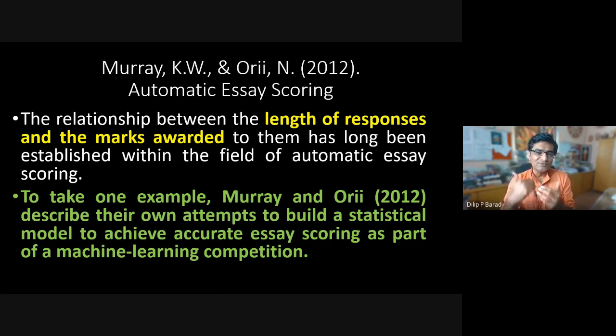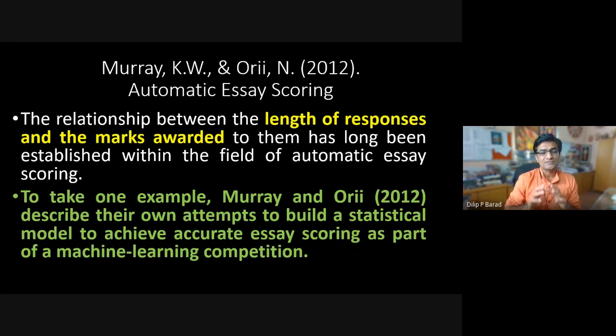That was some of the basis on which Murray and Orii prepared a program. So it means that this idea is already established within the field. It is already there that the length matters. To take one example, Murray and Orii describe their own attempts to build a statistical model to achieve accurate essay scoring as part of a machine learning competition. But then it has its own problem.